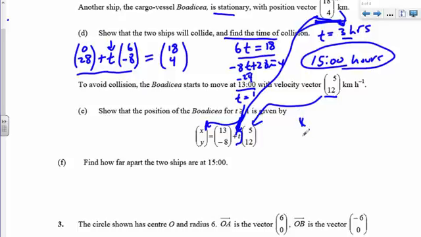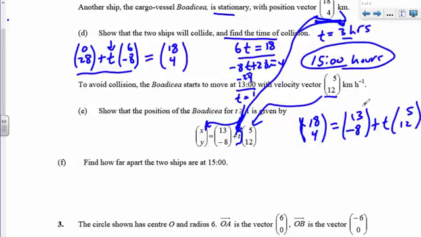So this is what I'm going to tell you. It's where its starting point is 18 and 4. I'm going to say that's equal to 13, negative 8, and then plus some value of t times 5, 12. Okay, I'm going to get two equations out of this. If I get the same t value for both, then this is true. So I'm going to tell you that 5t plus 13 equals 18. And I'm also going to give you another equation that says 12t minus 8 equals 4.